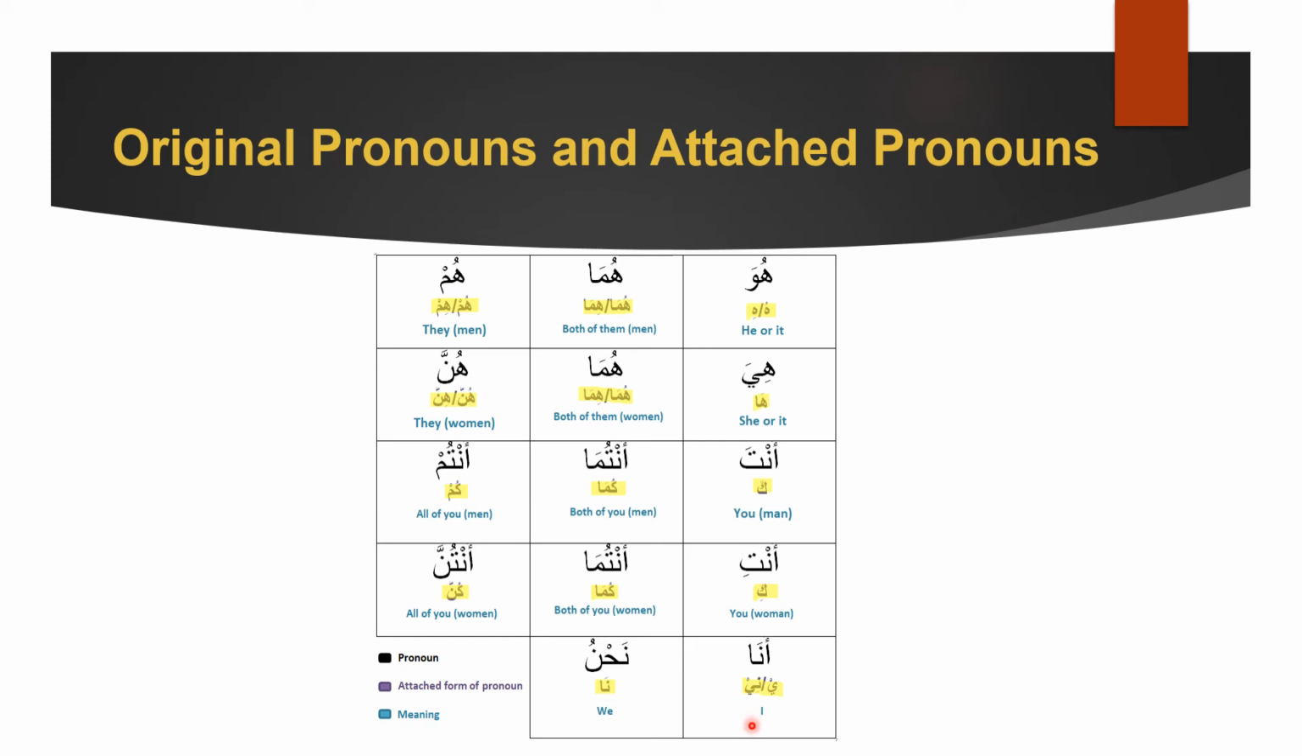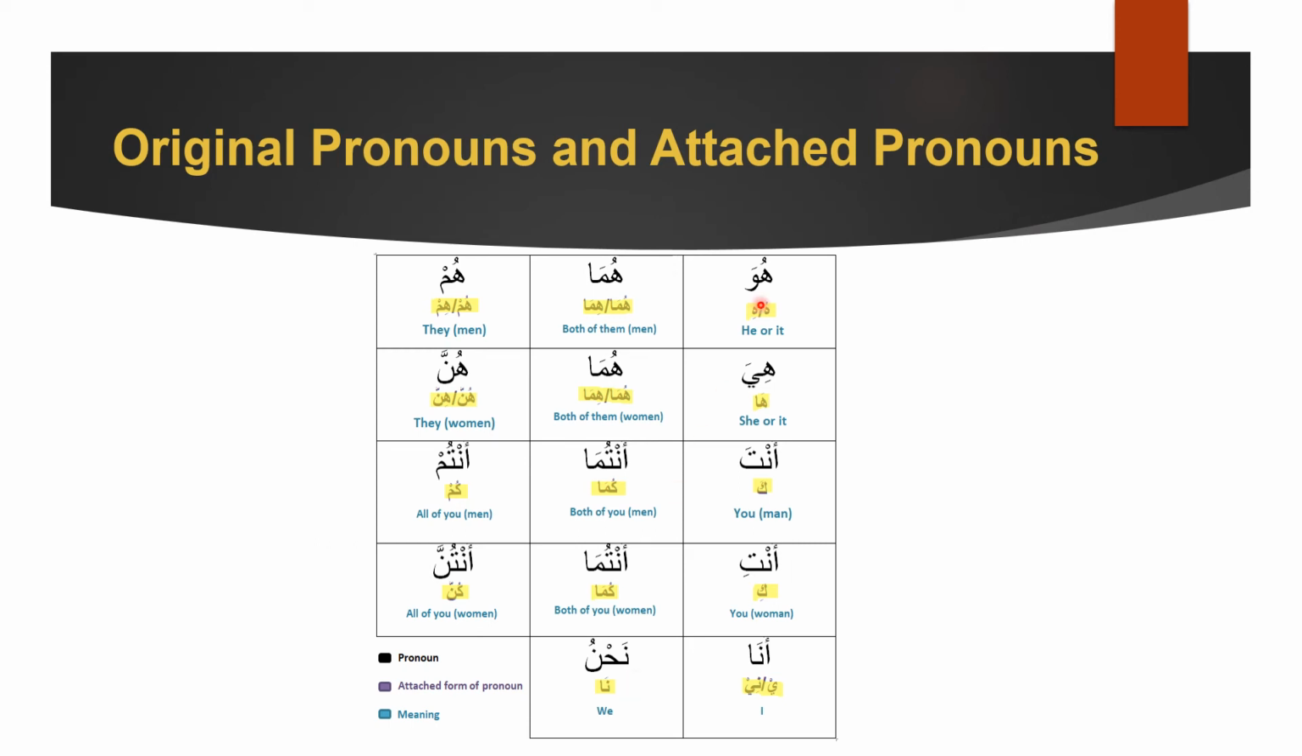Again, ana has two versions, ye and ni, and nahnu has one version, which is na. Many people think the attached pronoun of ana is na, but it's not. The attached pronoun of ana is not na. It is ni or ye. And the attached pronoun of nahnu is na.